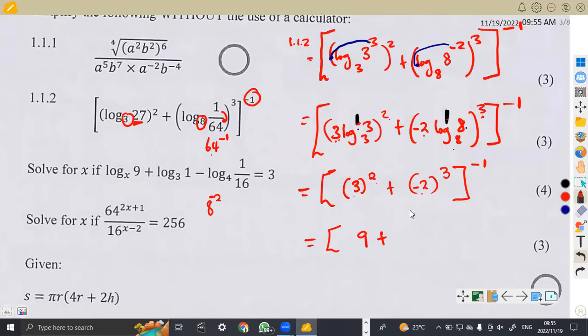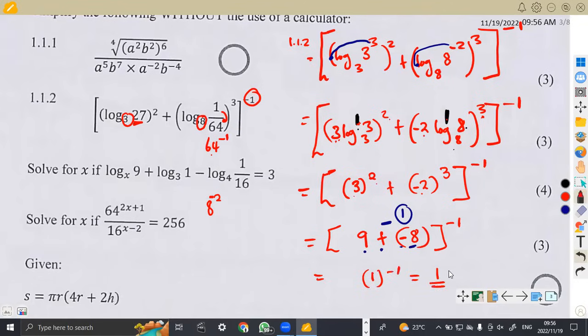That means negative 2 times negative 2 times 3 times, which is going to give you negative 8, but everything to the exponent of negative 1. Okay, so simplify the inner bracket first. We put plus and minus, which is a minus. So 9 minus 8, that is a 1. So which means we are going to have 1 to the exponent of negative 1, which is just a 1.